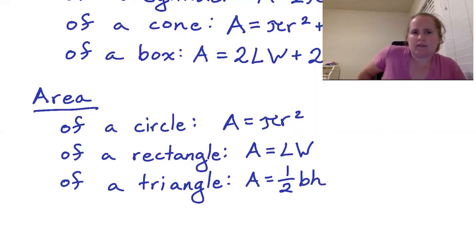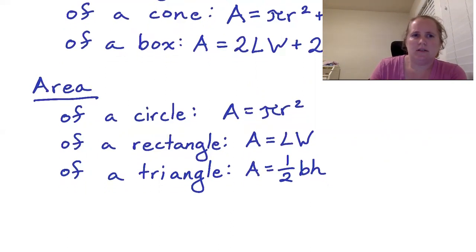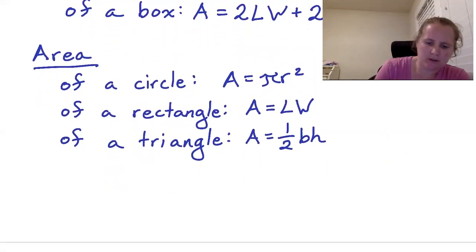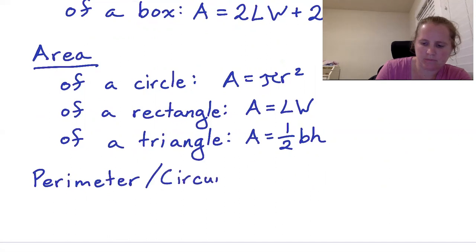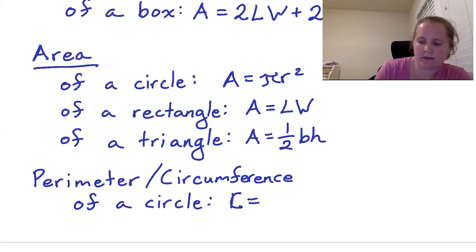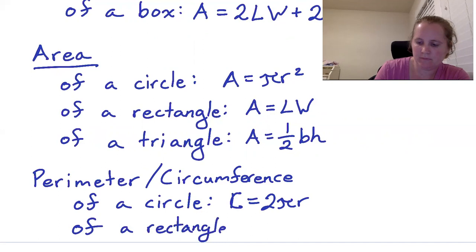Beyond that, then we have perimeter or circumference. So a circle, we have the circumference is 2 pi r. And of a rectangle, perimeter is 2 times length plus 2 times width.